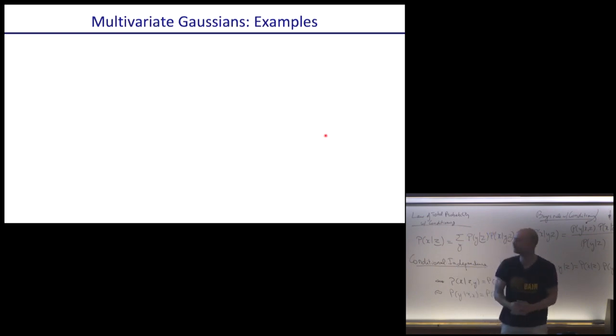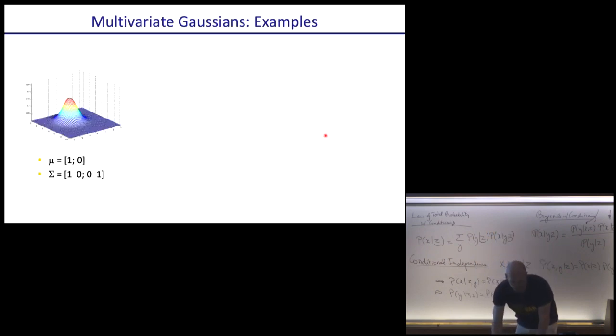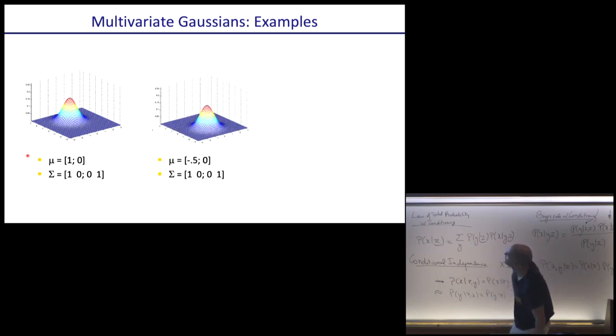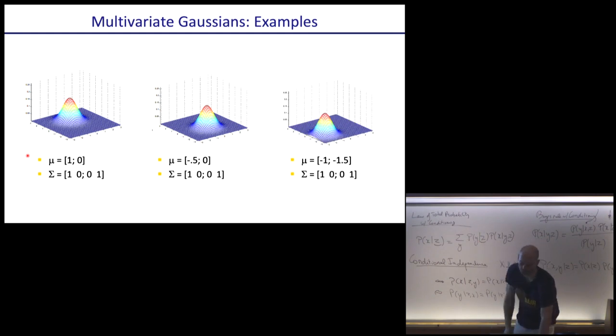Let's look at some examples of what this looks like. So here is a plot of a density of a Gaussian, mean at (1, 0). The first axis is this one. The second axis is this one in all these plots. Standard deviation 1 for each coordinate, so a symmetric Gaussian. We keep standard deviation 1, we shift it. Now the mean is at negative 0.5 for the first coordinate. We see it shifted. What if we shift it even more? We also shift the mean for the second coordinate. Again, this bump just moves around.